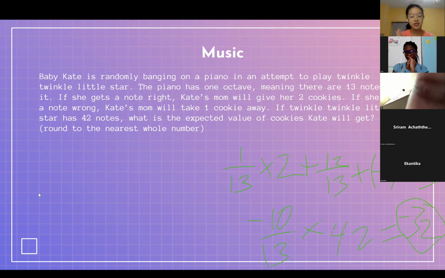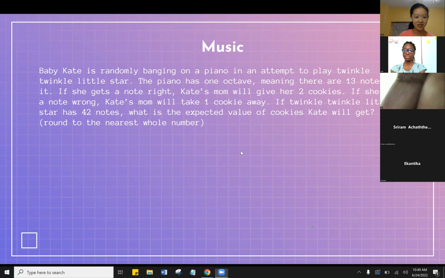Remember, this is expected value, so things can be a little bit wonky. There might be negative numbers or fractional things that can't be fractions. But this is just saying that she would expect to lose 32 cookies. If baby Kate had a bunch of cookies in her cookie stash and her mom had to keep taking cookies away, she'd have to give her mom 32 cookies from her stash. So that's what expected value means. Unfortunately, she will have to lose 32 cookies. But look, she tried her best.